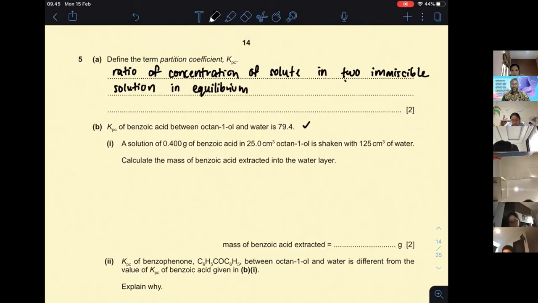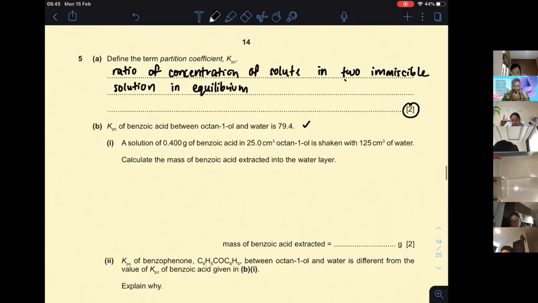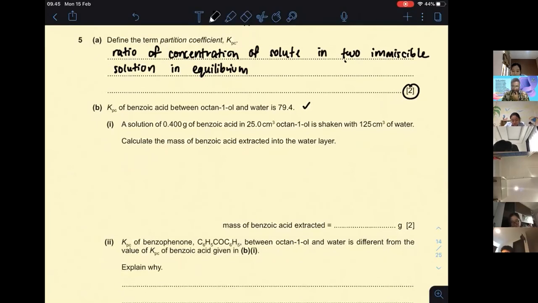If you don't mention in equilibrium, then it's wrong. You will not get that 2 marks. So, the ratio of concentration of solute in two immiscible solvents in equilibrium. Now KPC for benzoic acid between octane-1-ol and water is given as 79.4.